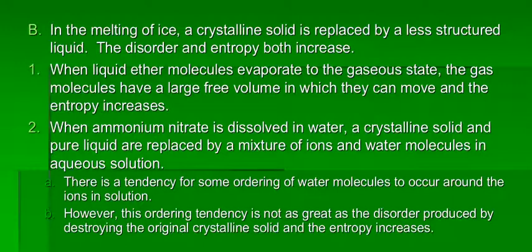When you melt ice, you have a solid replaced by a less structured liquid. When liquid ether molecules evaporate, the gas molecules have a large free volume in which they can move, and the entropy increases. And when ammonium nitrate is dissolved in water, you're taking a crystalline solid and replacing it by a mixture of ions and water molecules. So in all three of these cases, the disorder and the entropy both increase.